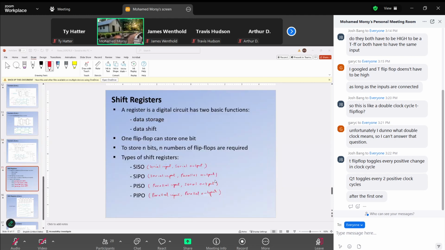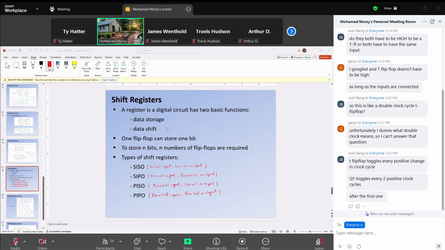Okay, now we'll talk about shift registers. A shift register is a digital circuit. It has two main functions that can be done using a shift register: data storage and data shift. That's called the shift register, so definitely it has a function of shifting the data.